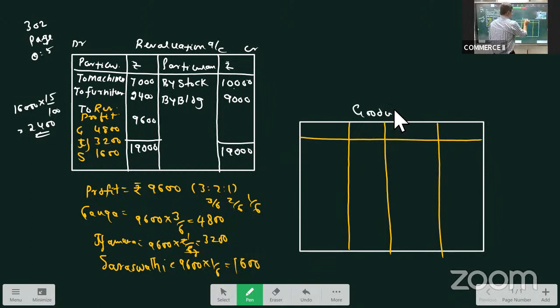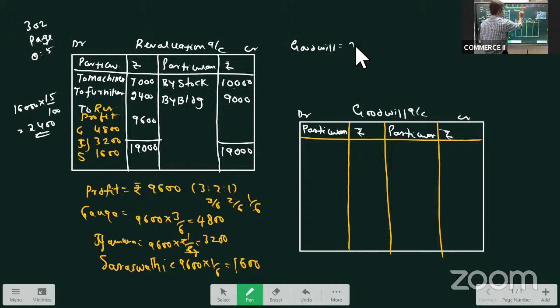Goodwill is valued at... Okay, so it will show credit balance, particulars, amount. What is the value of goodwill given? Goodwill is valued at 36,000. See, goodwill is given as rupees 36,000, which is to be distributed to Ganga, Yamuna and Saraswati in the ratio 3:2:1.